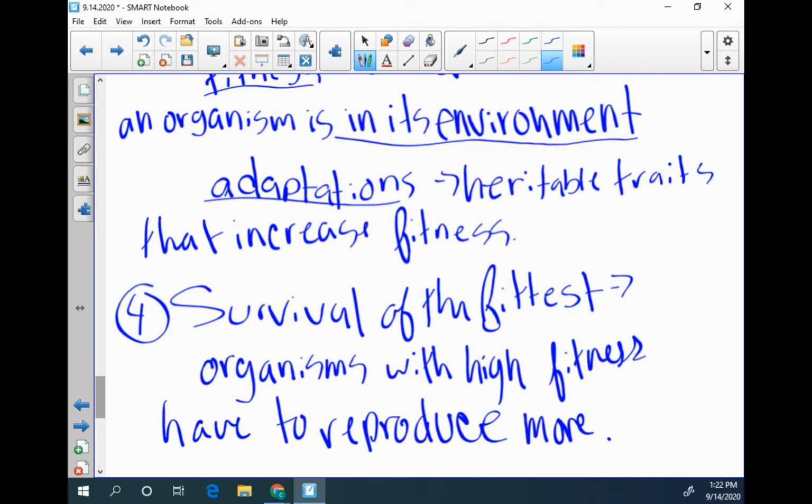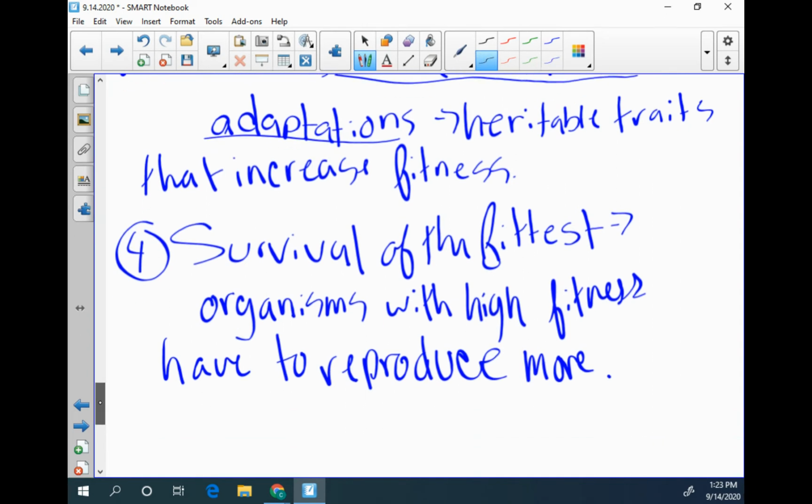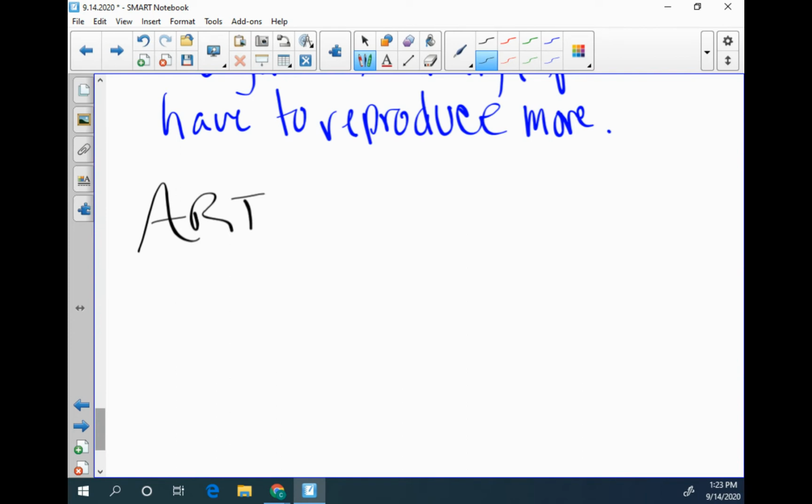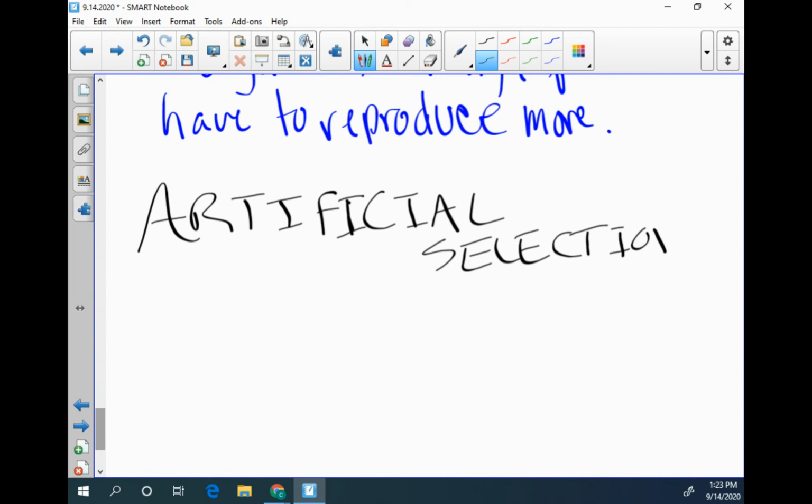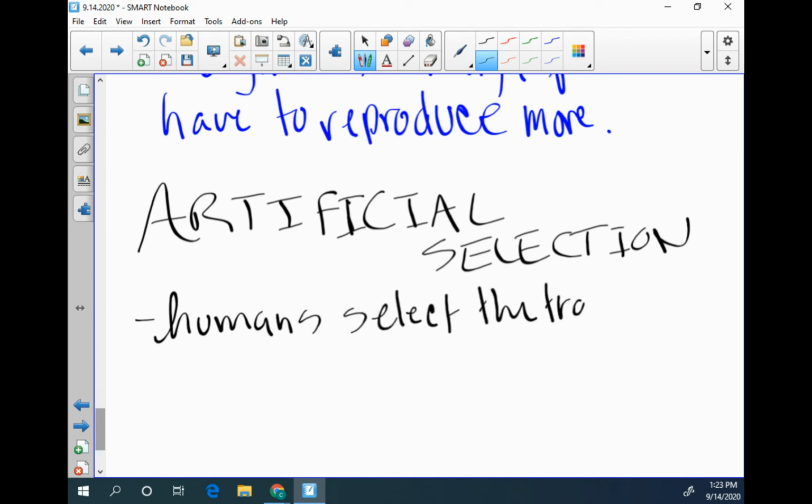So, learn about natural selection, but we can control this. Humans figured out how to hack this system, and that is how we get artificial selection. In artificial selection, humans select the traits we like, and breed for them.